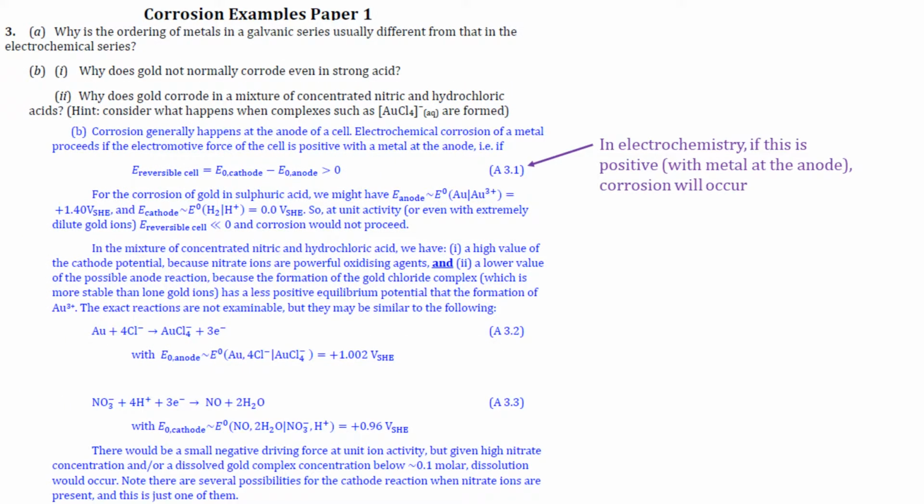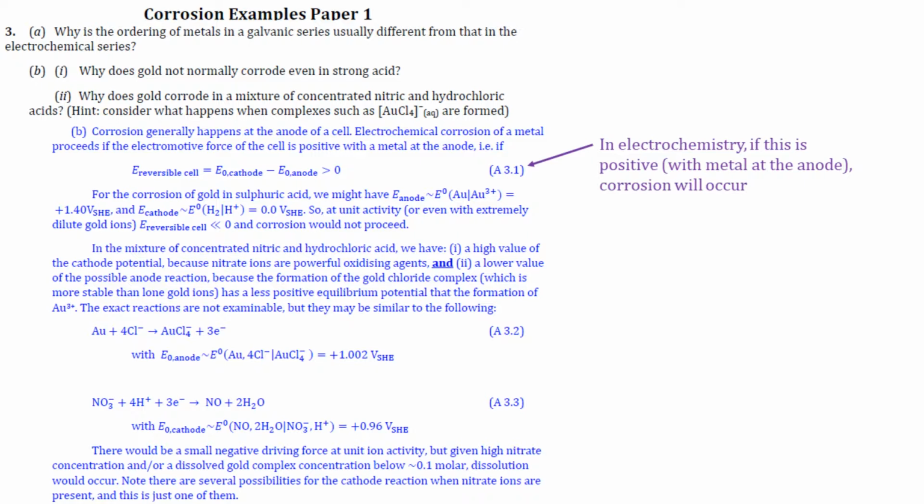Why, it asks, does gold not normally corrode in even strong acid, but it does dissolve in a mixture of concentrated nitric plus hydrochloric acid? The key to answering this question is to remember we're in electrochemistry, and in electrochemical corrosion we predict whether a metal corrodes by looking at something like equation A3.1. We predict that a metal does corrode if equation A3.1 has a positive reversible cell potential with the metal of interest at the anode.